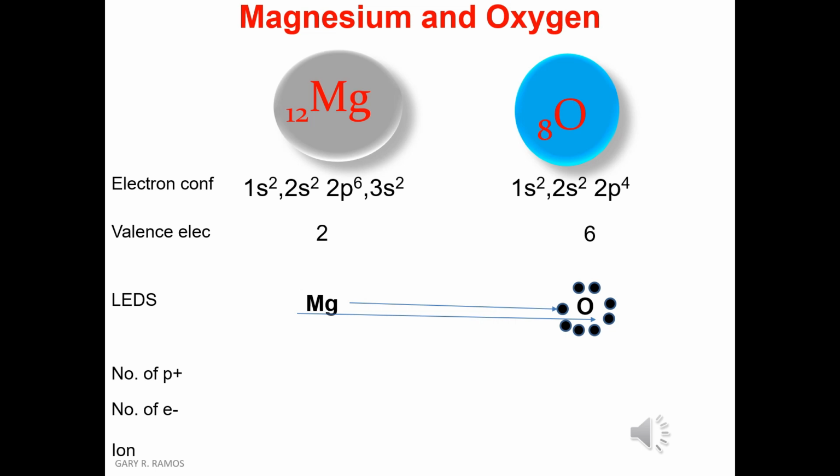Since magnesium has 2 valence electrons, it is easier for magnesium to give its 2 valence electrons to oxygen. Aside from that, magnesium is a metal. Since oxygen has 6 valence electrons, it is easier for oxygen to receive electrons from the other atom. Aside from that, oxygen is a nonmetal.